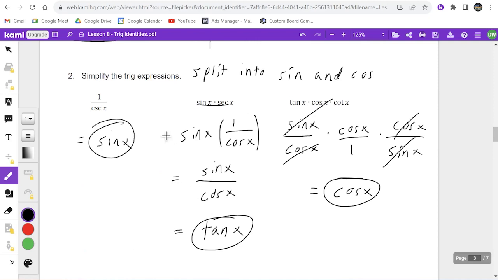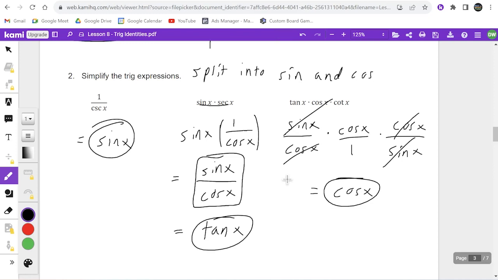Now, here's the thing about the problems we just did a minute ago. It said simplify the trig expressions. How do you know when to stop, right? Because technically you could have stopped here, sine x over cosine x. And if I was your teacher, I would say that's right. You don't have to write tangent x. How do you know when to stop?